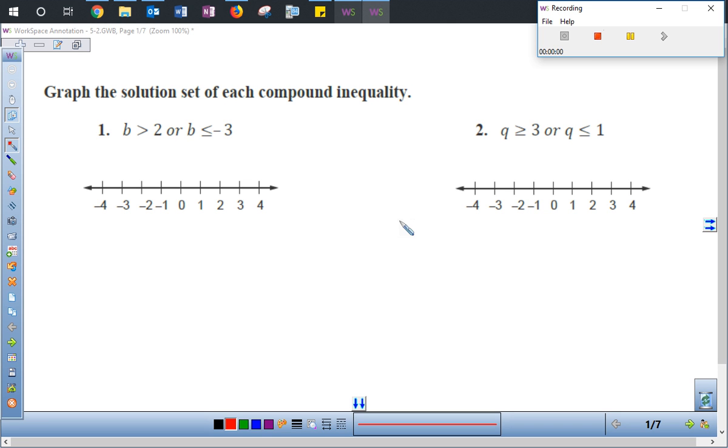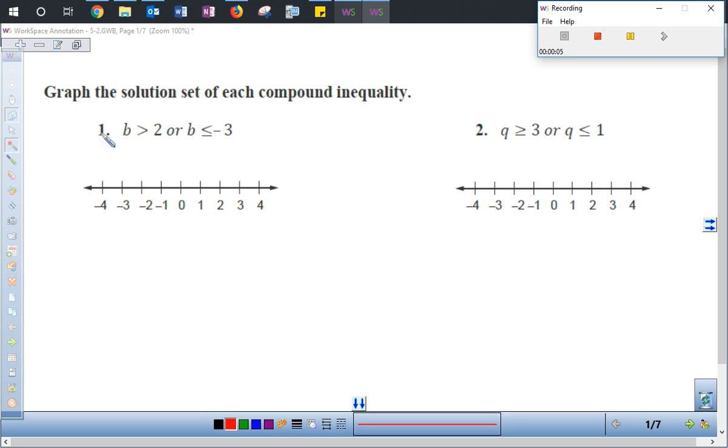Alright guys, today we're going to continue our work with solving compound inequalities, but now we are going to progress into OR inequalities. Now OR inequalities are different than AND inequalities. AND inequalities were primarily focused on where the graphs overlapped, when something happened at the same time as something else. OR inequalities, it doesn't have to happen that way. It can happen as this can happen or this can happen.